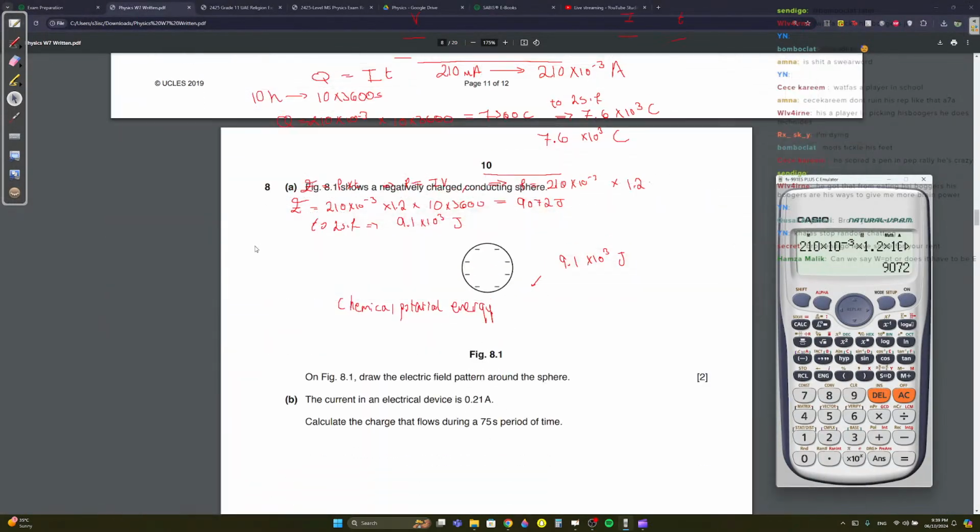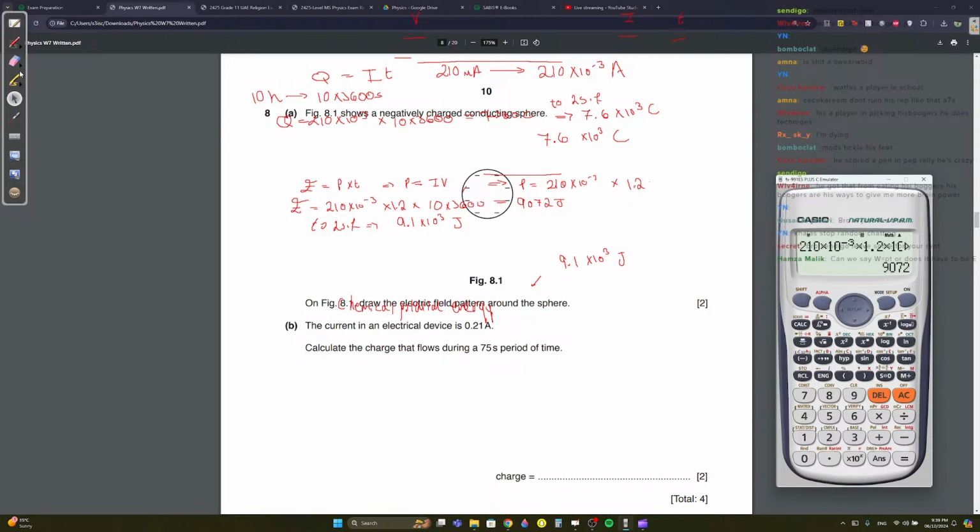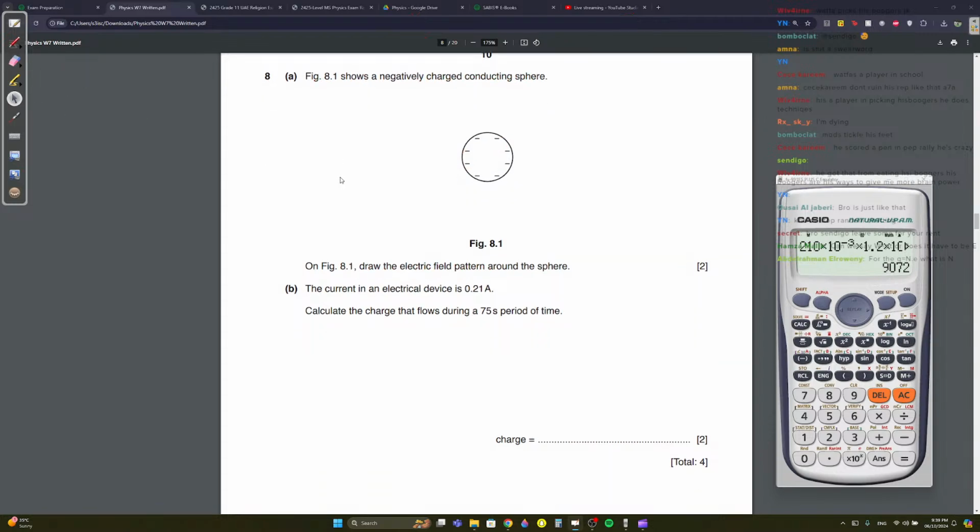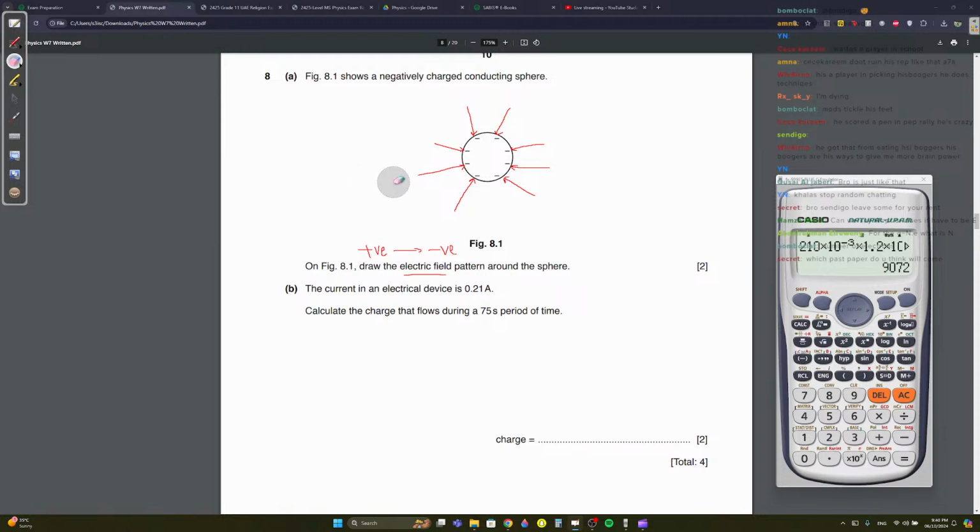Let's go next. Question 8. For the Q equals N times E, N is the number of electrons. Figure 8.1 shows a negatively charged conducting sphere. On figure 8.1, draw the electric field pattern around the sphere. We know that electric field goes always from positive to negative. Do we see any positive particles here? No, we don't. We're just going to draw to each negative particle. Since there's no positive, we're just going to connect lines to the negatives. Try and make them equally as long.